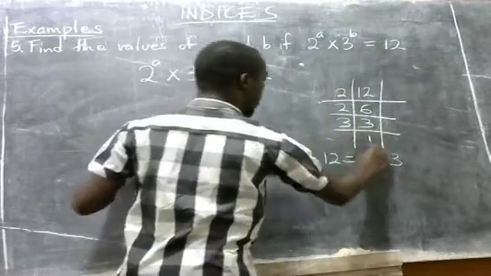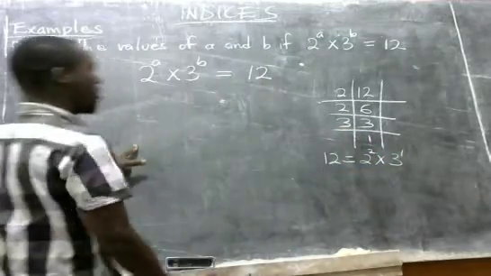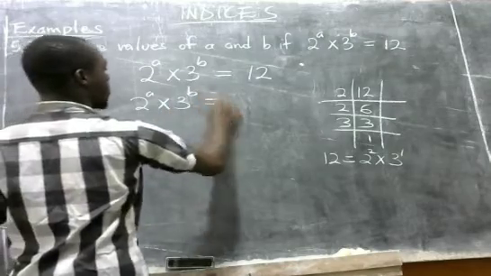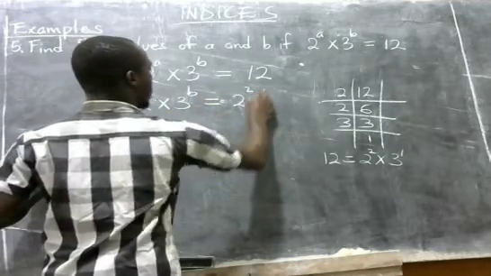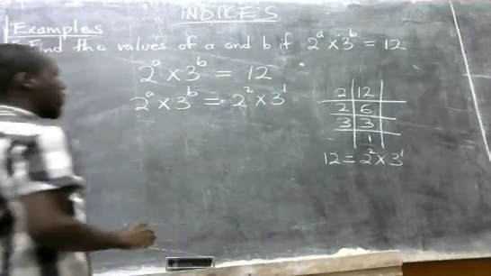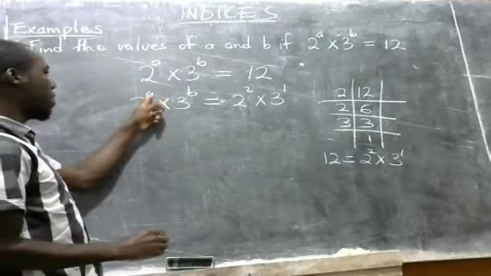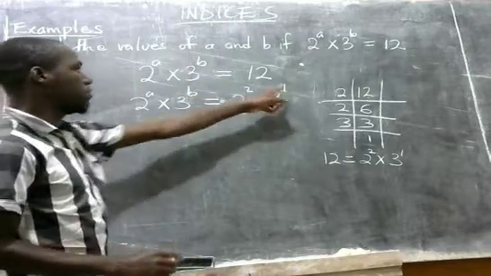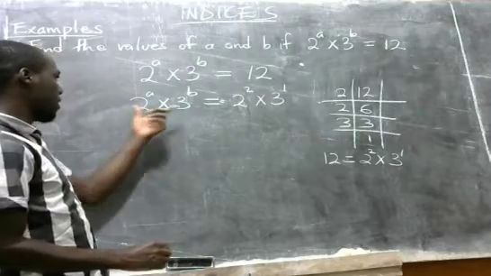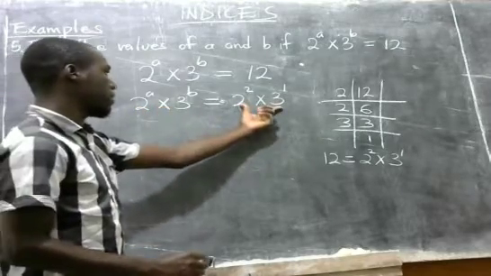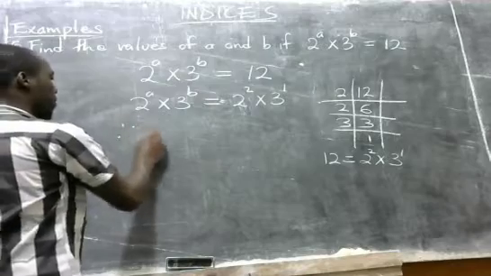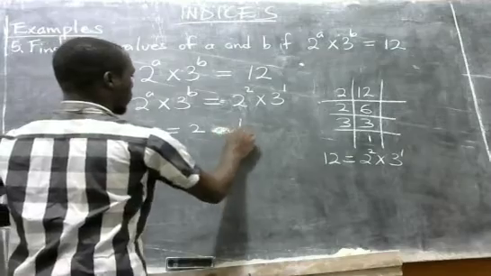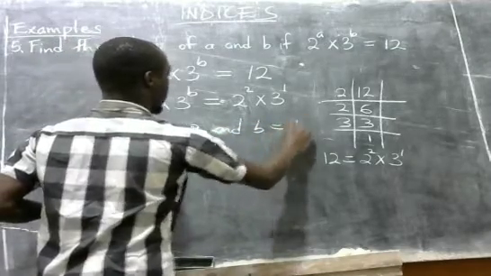So the 12 is equivalent to 2 times 2 times 3. The 2 is appearing twice and the 3 is appearing once. So I substitute there. 2 power a times 3 power b is equal to 2 squared, then times 3 power 1. So that means that the a corresponds to 2 and then the b corresponds to 1. Because I'm having the same base numbers this side and the same base numbers that side. Therefore, my a is 2 and the b is 1.